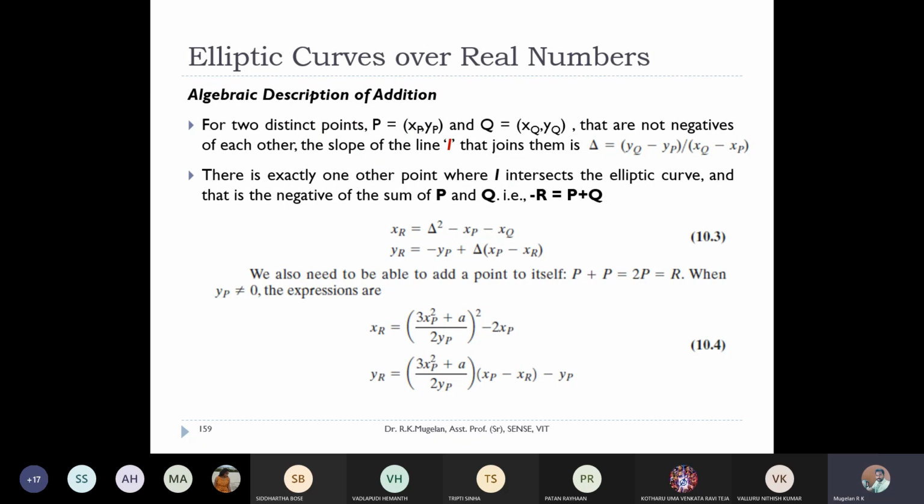Now we move on to the algebraic description of addition. These are the rules for how we can perform this addition over real numbers. For example, I have two distinct points P and Q. XP and YP are the x and y coordinates of point P, and XQ and YQ are the x and y coordinates of point Q. They are not negatives of each other, and P is not equal to Q. If you join a line between them, we get a slope of the line.